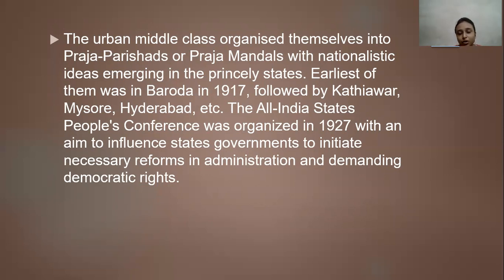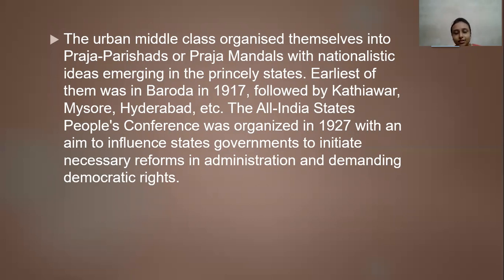The earliest of them was in Baroda, which took place in 1917. Later on, it was conducted in Kathiawar, next Mysore, Hyderabad, and it followed in other states. The All India States People's Conference was finally organized in the year 1927. So first the meeting was conducted in Baroda in 1917, and it took around 10 years to organize this All India States People's Conference.